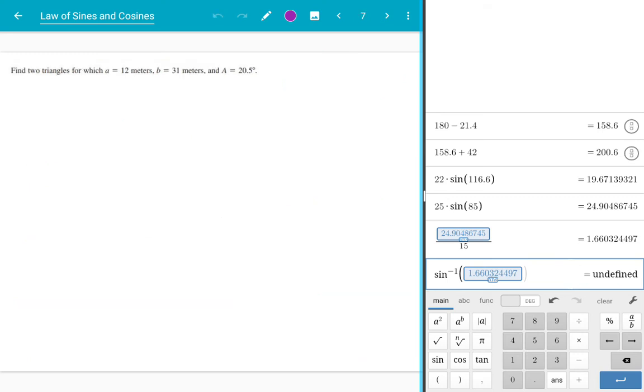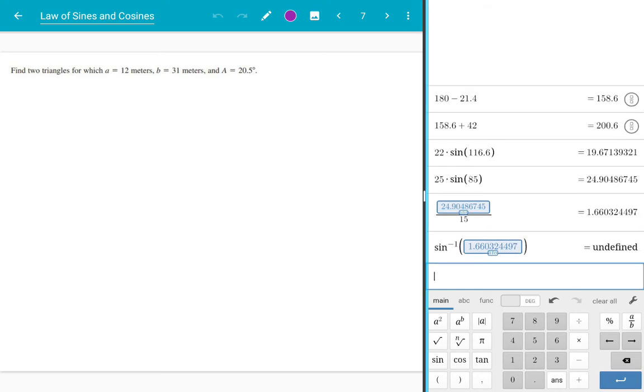Here, find two triangles for which a is equal to 12, b is equal to 31, and A is equal to 20.5. Now they're hinting that there are two triangles, right? We know that that's not always going to be the case. You're going to have cases where they're not even going to tell you any information. They're just going to say solve the triangle, and you're going to have to find both possible cases.